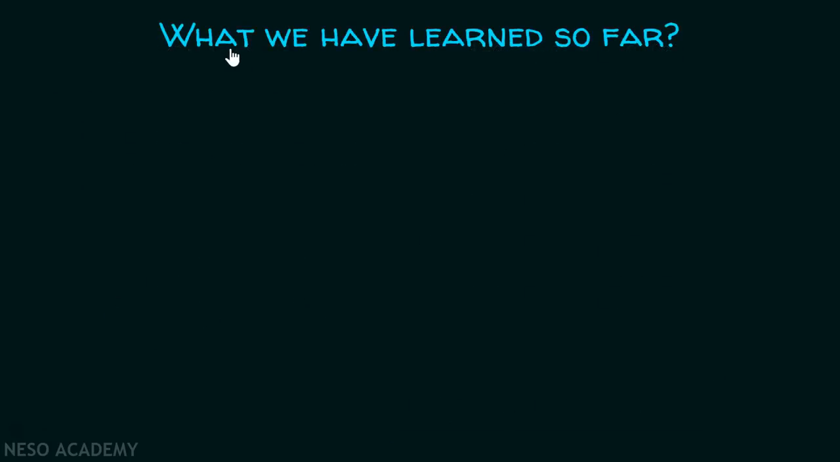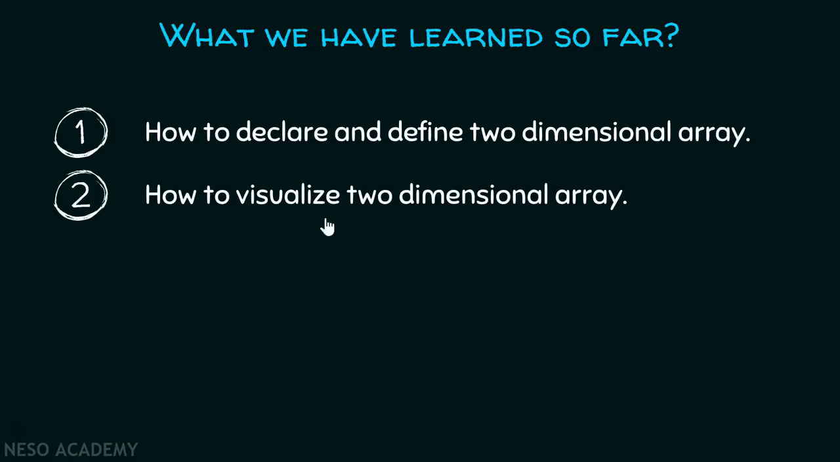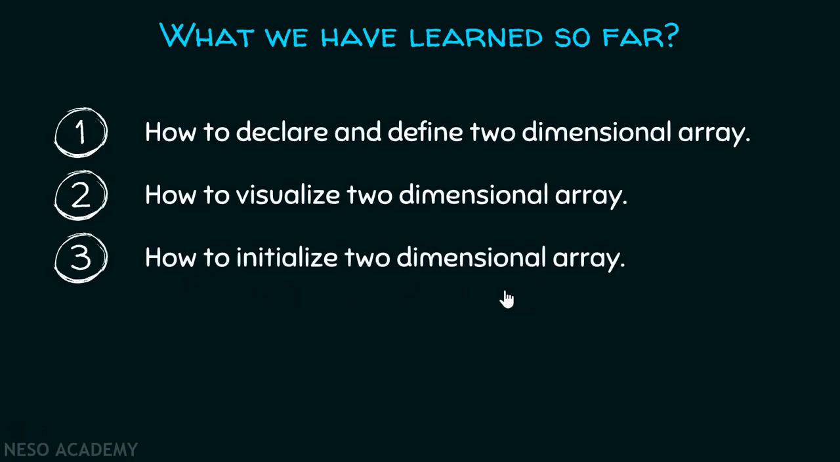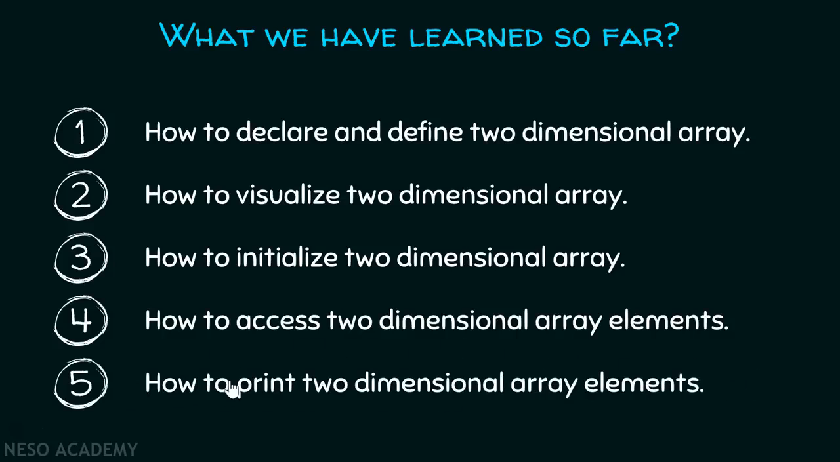Okay. What have we learned so far? We have learned how to declare and define a two-dimensional array. Then we learned how to visualize a two-dimensional array. Then we learned how to initialize a two-dimensional array. Then we have learned how to access two-dimensional array elements. Then finally, we learned how to print two-dimensional array elements.